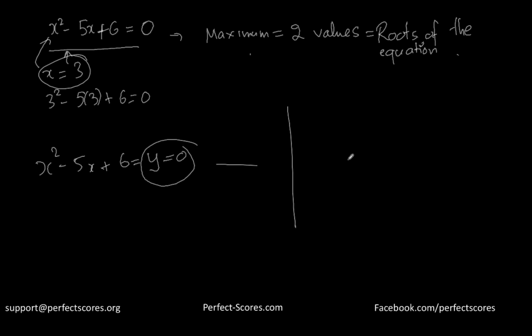That means at the root value, what is going to happen? At the root value 3, this function is going to cut the x-axis. There's going to be another value as well, because the function is going to come around and cut the axis again, right? So this could probably be 2 or anything.